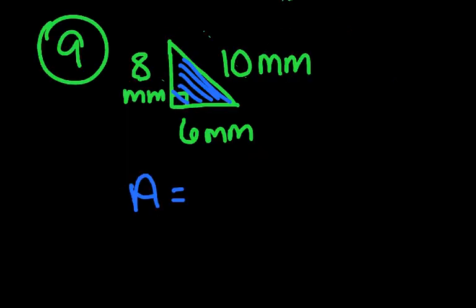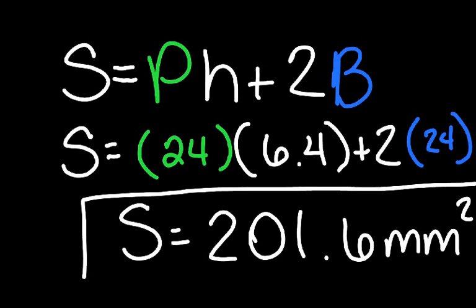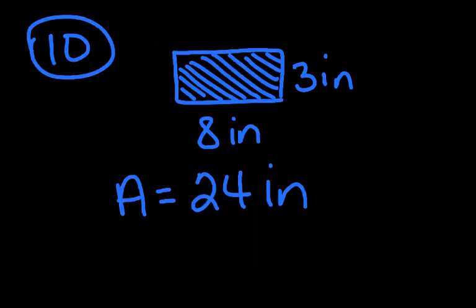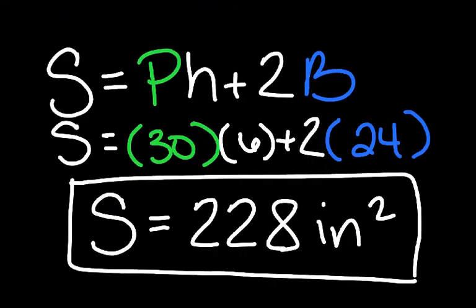Number 9, you're going to find the area by multiplying 8 times 6 and dividing it by 2. Then you're going to add up all your sides, 8 plus 10 plus 6. Okay, that should give you 201.6 millimeters squared. 8 times 3 should give you 24. The perimeter should be 30. Should give you 228 inches squared.